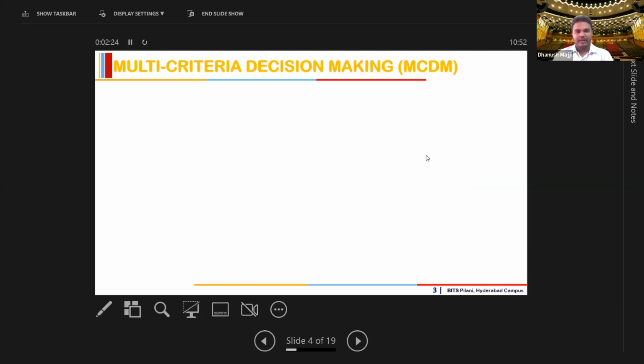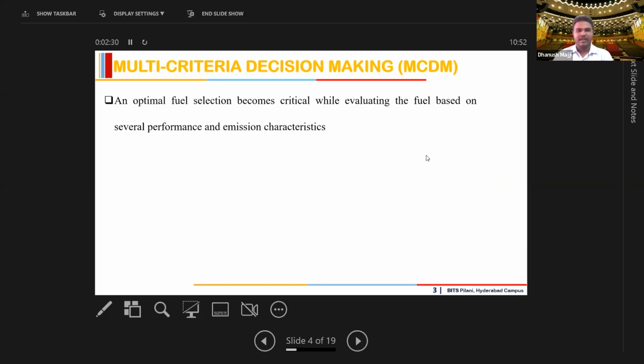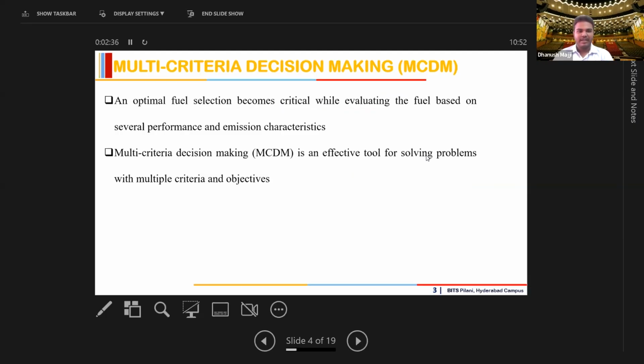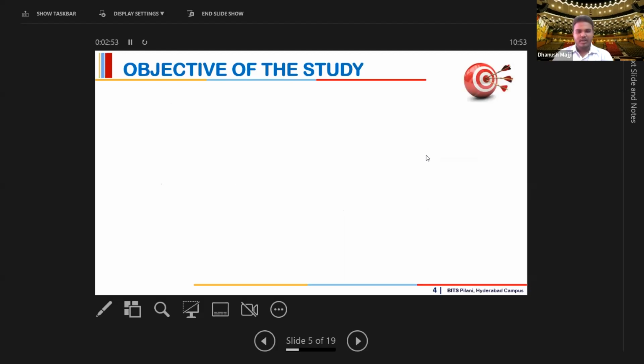Now let us have a brief discussion on MCDM, which is known as the multi-criteria decision-making framework. An optimal fuel selection becomes critical while evaluating the fuel based on several performance and emission characteristics. Multi-criteria decision-making, MCDM, is an effective tool for solving problems with multiple criteria and objectives. MCDM is based on the relative importance of particular criteria with respect to other criteria. What's the objective or novelty of our study?